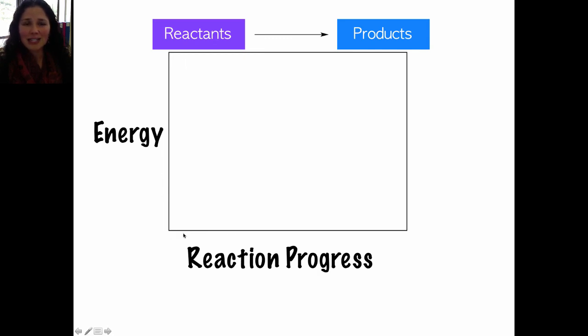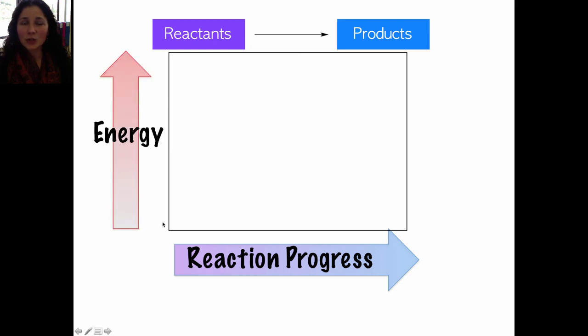There is a set of X and Y axes where reaction progress is listed on the X axis, and just like in a chemical reaction, you show the reactants on the left and the products on the right. So the X axis here is reaction progress from reactants to products. On the Y axis, we show energy, increasing from bottom to top.